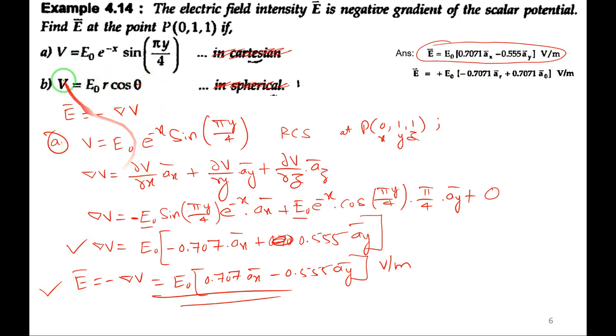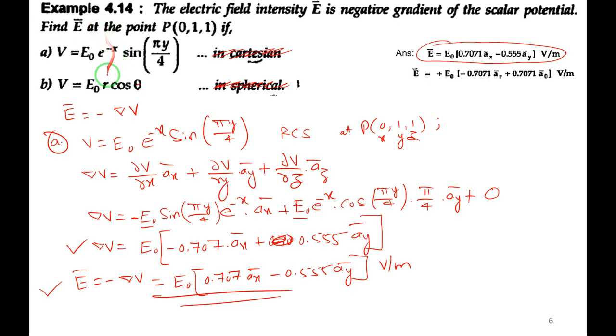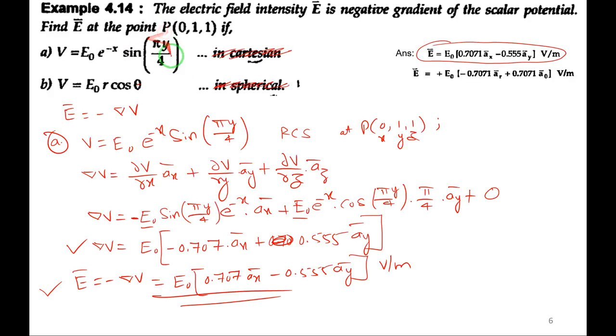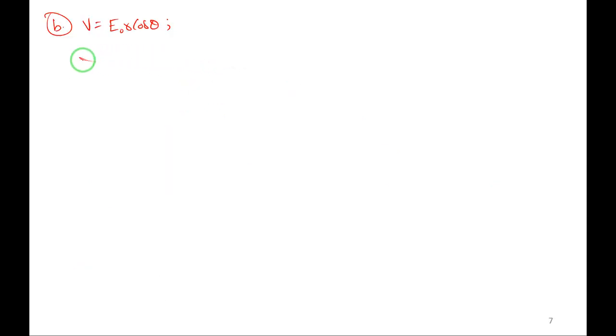So part B also same way, but this is given in spherical. So del V we have to do in spherical, right? Part B will take up V is equal to E naught R cos theta. This is in spherical, right? So we know that E is equal to minus del V. So first we have to find out del V. It is in spherical coordinate system, right?